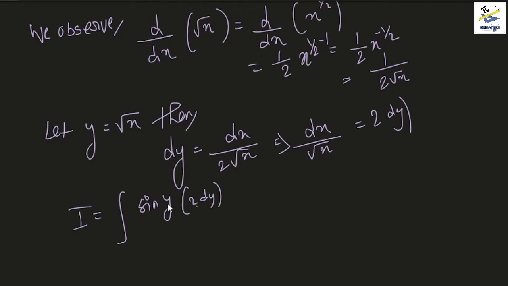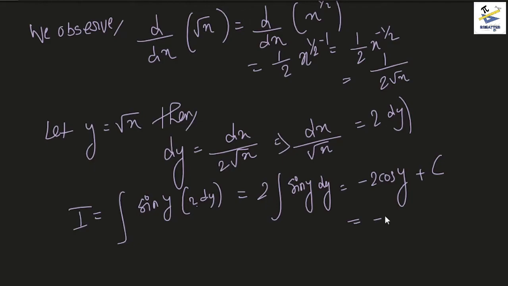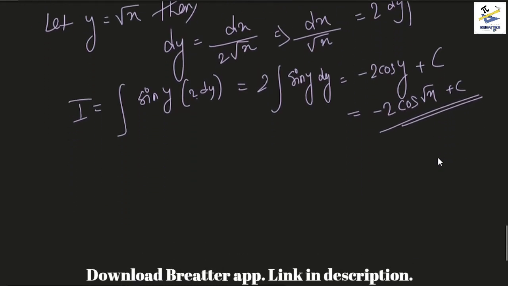Since 2 is a constant and is in multiplication with the rest of the integral, it comes out, and we only have to integrate sine y dy, which is just minus cos y, so it's minus 2 cos y plus c. Putting the value of y back, what we get is minus 2 cosine of root x plus c. This is the answer, right?